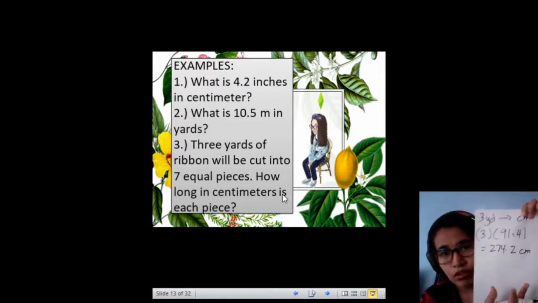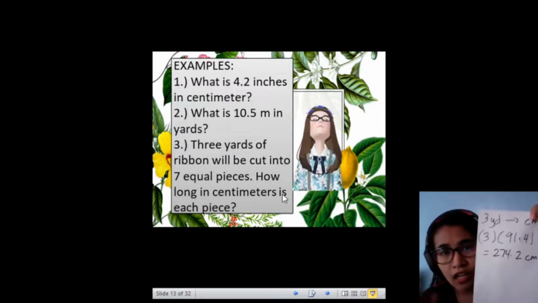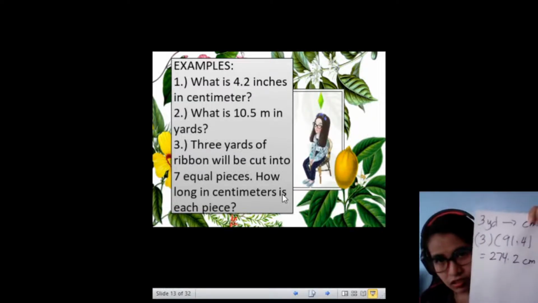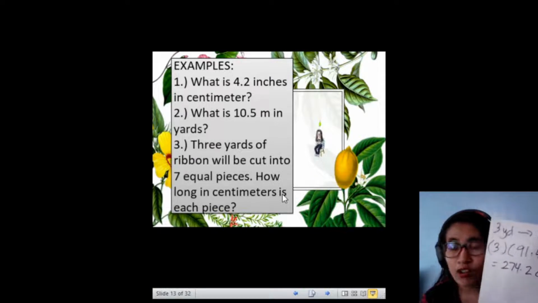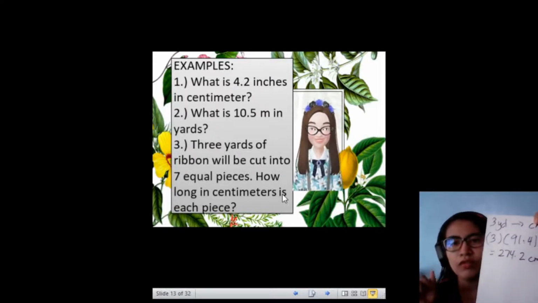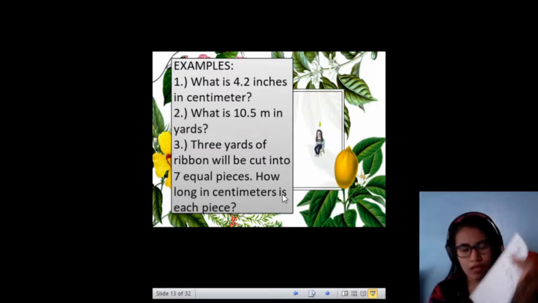But it says here it needs to be cut into 7 equal pieces for us to know how long each is in centimeters. So we need to divide this 274.2 by 7.